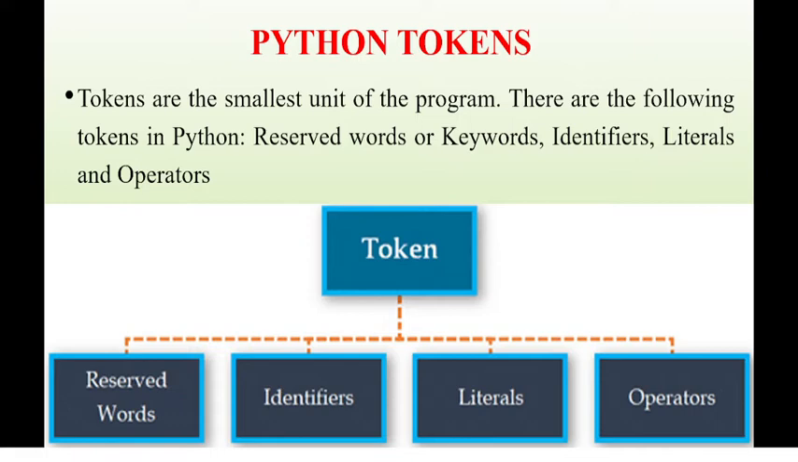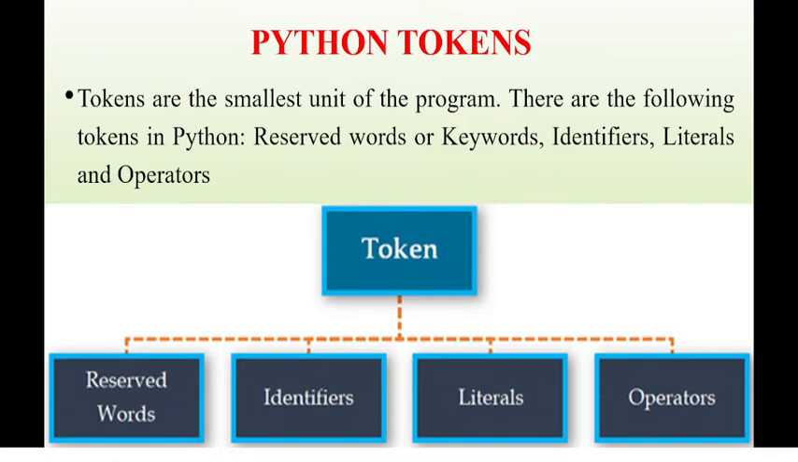The second one is identifier or variable. Variables are also called identifiers. An identifier is a name which is used to identify a variable name, function name, class name, module name, or other object. An identifier starts with a letter, that is uppercase or lowercase letters, or an underscore, followed by zero or more letters, underscores, and digits. That is the definition of an identifier.